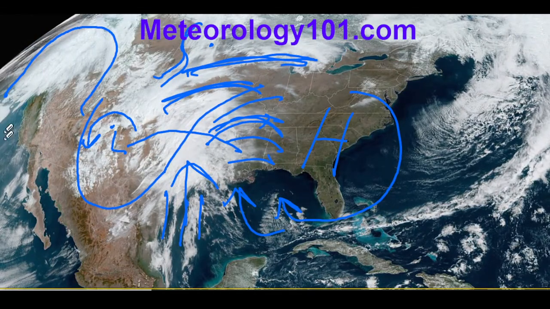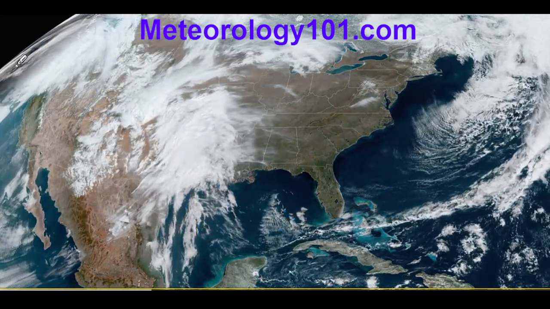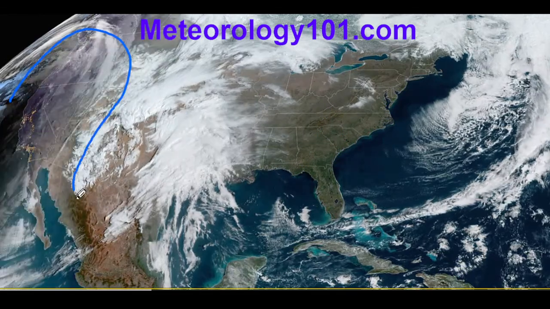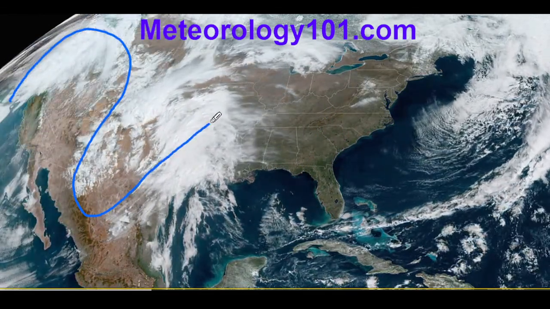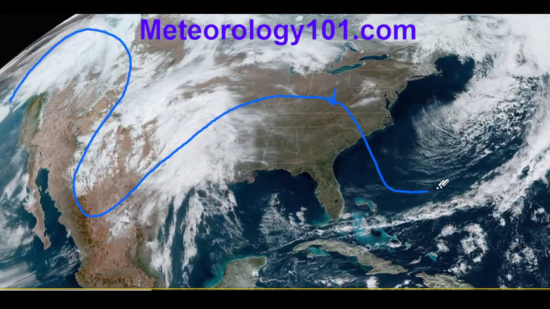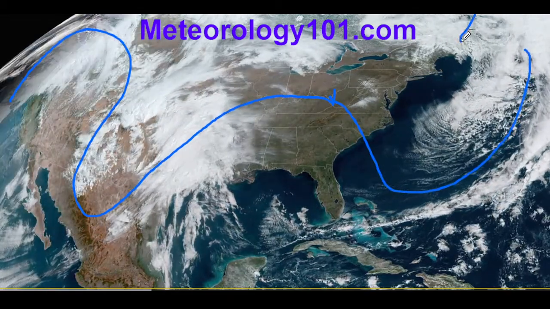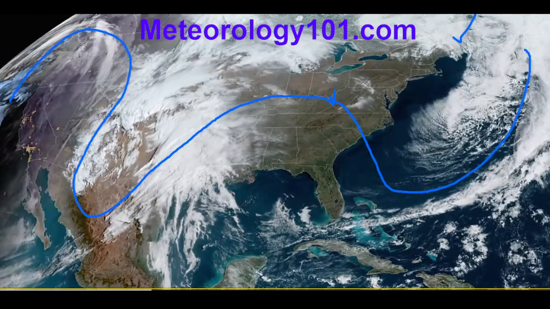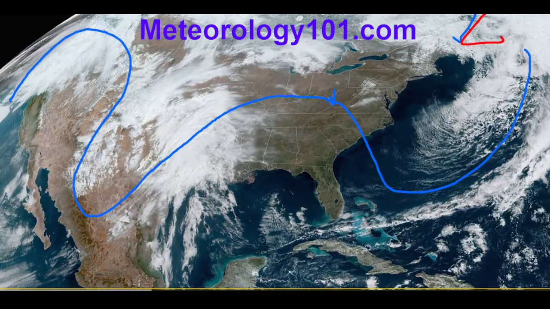Let me clear this off real quick. We'll start that one over just real quick. So ridging, troughing around that low, ridging over that high, and then troughing right up into that system. So we got the low pressure system to the northeast. That's well to the north.